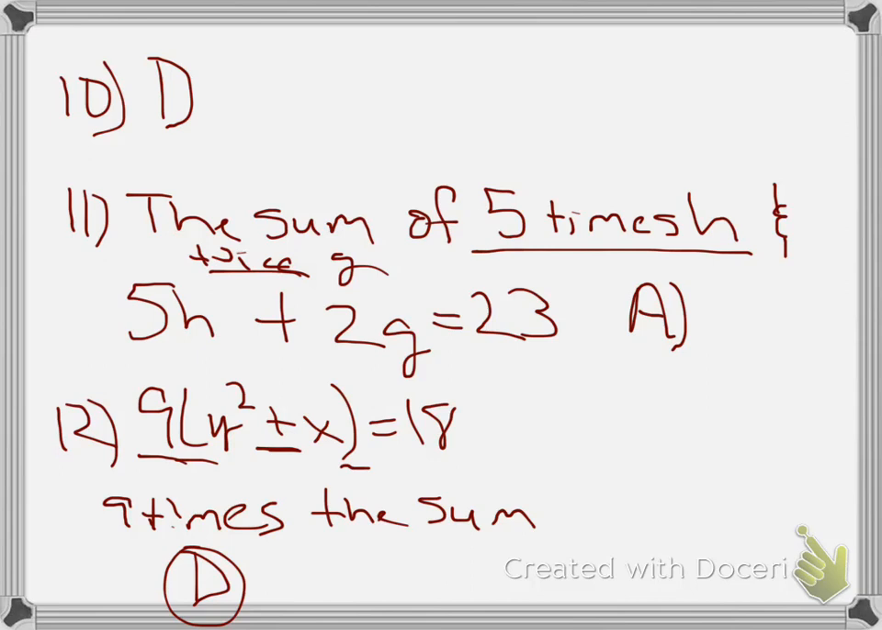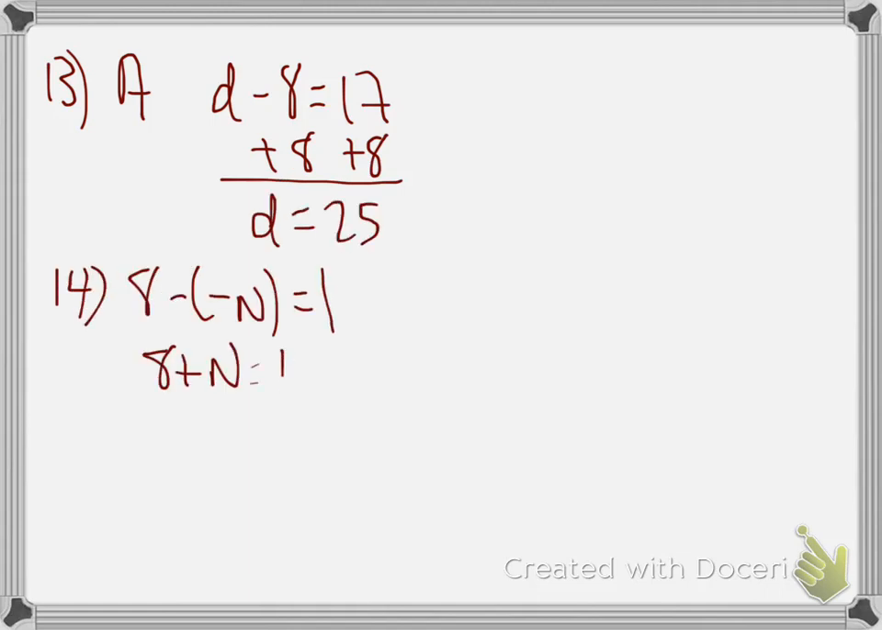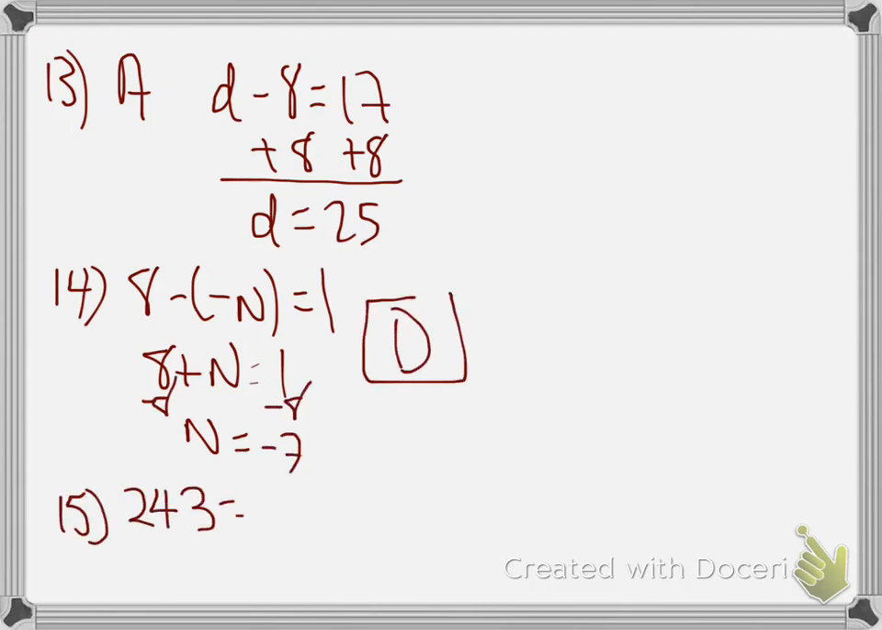But that one is also a good question. So far I've really liked 6 questions out of the 12. I'm batting about half. Number 13, super easy. Just add 8 and you get 25. D is 25. That's an easy question. Number 14, notice how minus a negative becomes plus, so I need to subtract the 8. Got negative 7. D.